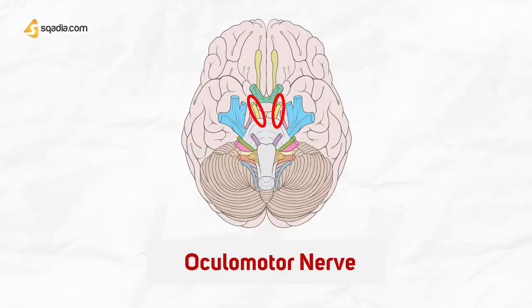The third cranial nerve is called the oculomotor nerve. With the third cranial nerve, the fourth cranial nerve, which is the trochlear nerve, and the sixth cranial nerve, which is the abducens nerve, can also be examined. The primary function of these three nerves is the movement of the muscles of the eye.